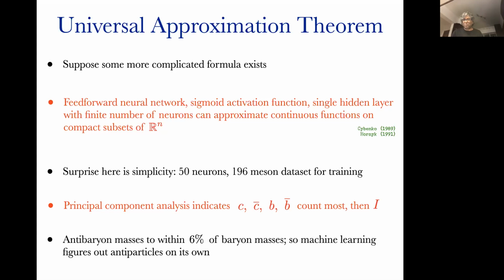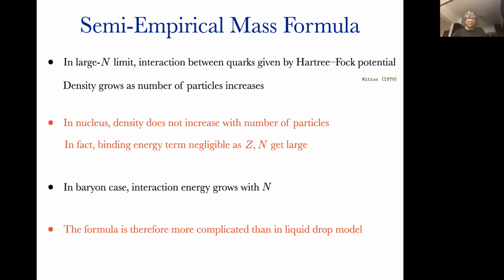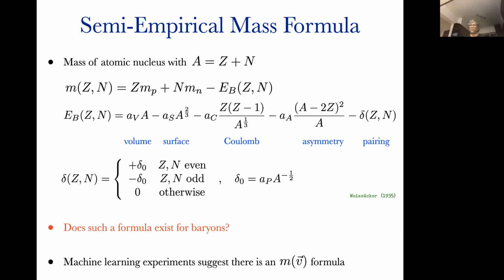The number of isotopes is rather larger than the number of hadrons that we've seen. I see. Also, the semi-empirical mass formula is structurally simpler, maybe, than non-perturbative QCD. Question?